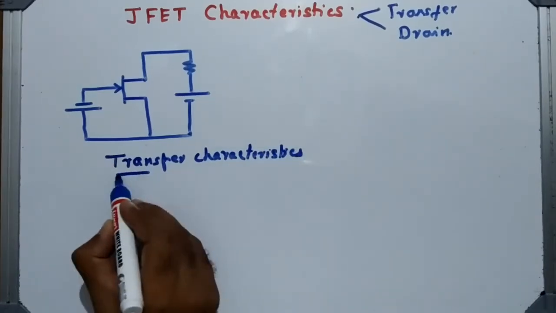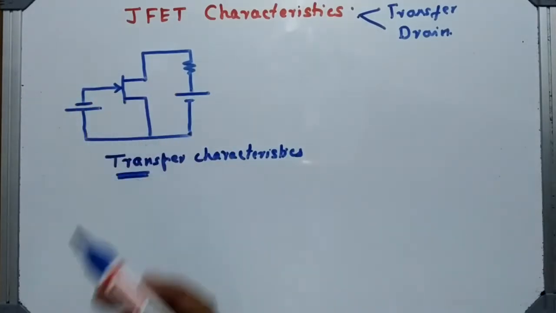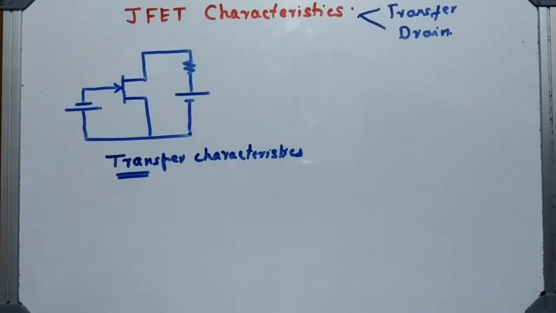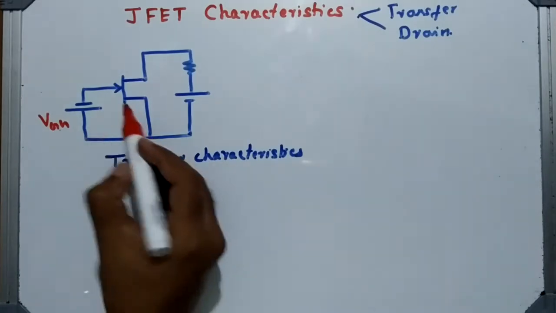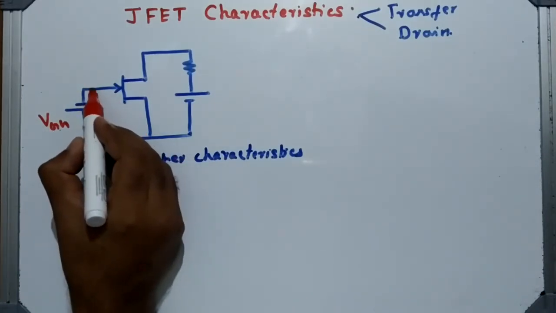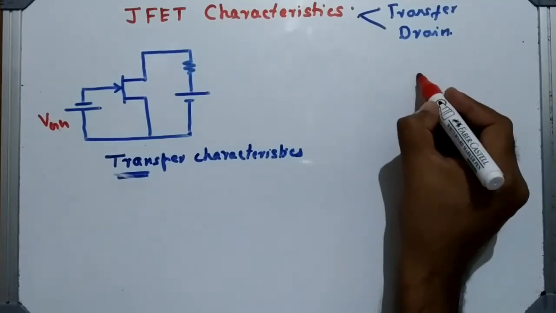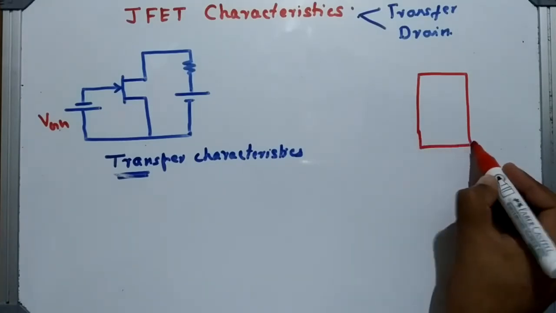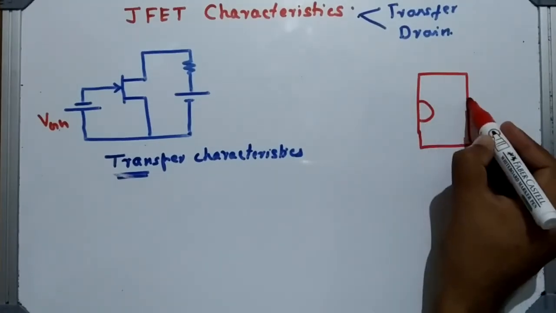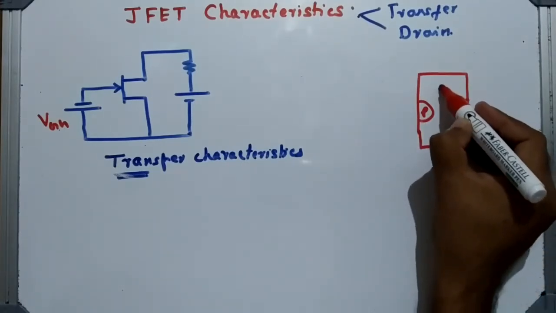One is the input and another one is the output. Now here, this is a simple circuit diagram, and wherein this is called VGG, and the corresponding current is called IG. Here literally IG is equal to 0, because this is a JFET. I'll take an N channel JFET, and these are the two P regions which are internally connected, and this is the N region.